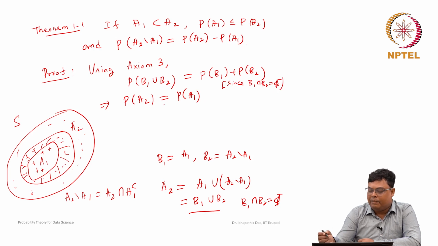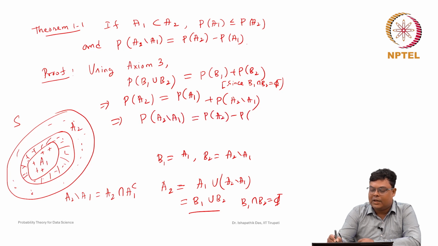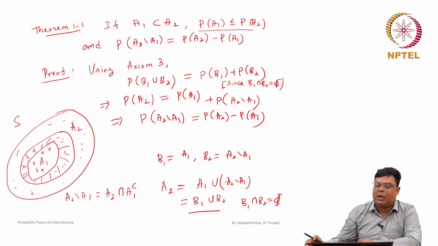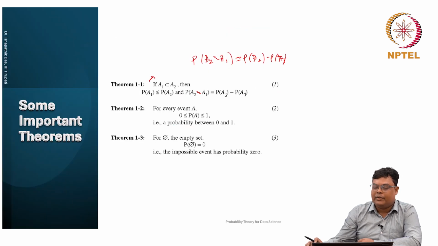Now, the probability of B1 is the probability of A1, plus the probability of B2, which is the probability of A2 minus A1. This implies that the probability of A2 minus A1 is nothing but the probability of A2 minus the probability of A1. So, this is the first result, for A1 a subset of A2. This is the theorem actually: A1 subset of A2, then probability of A1 is less than or equal to probability of A2.